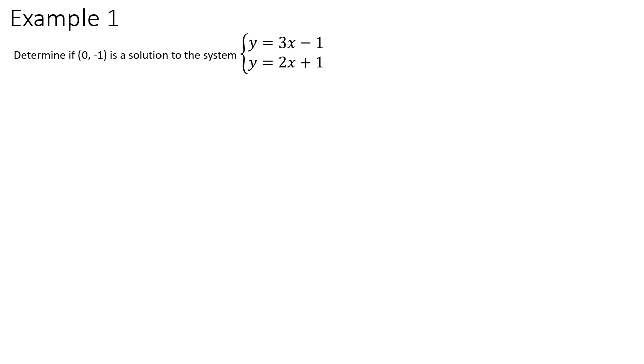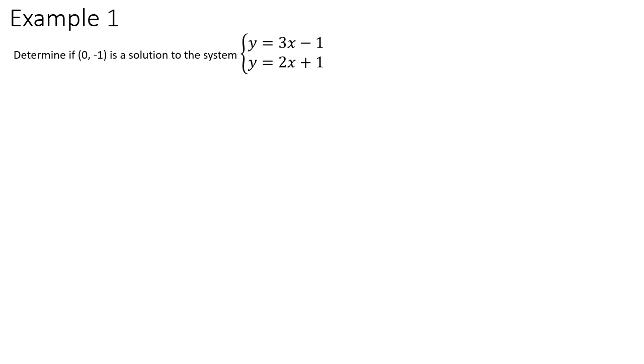So that's an example of a system: y equals 3x minus 1 and y equals 2x plus 1. A system is basically more than one equation, and this is a system of linear equations because both of those equations are linear equations. They are in the form y equals mx plus b.